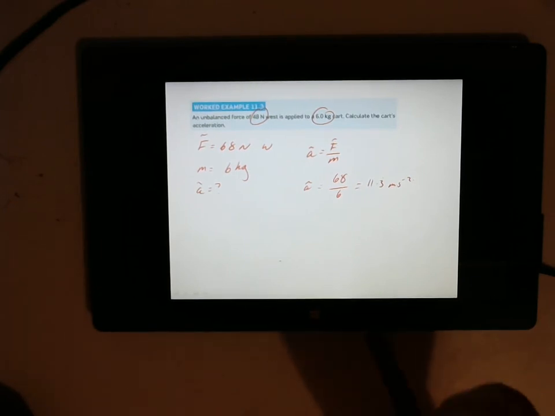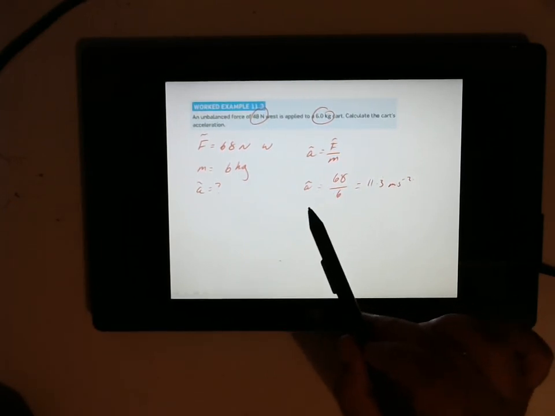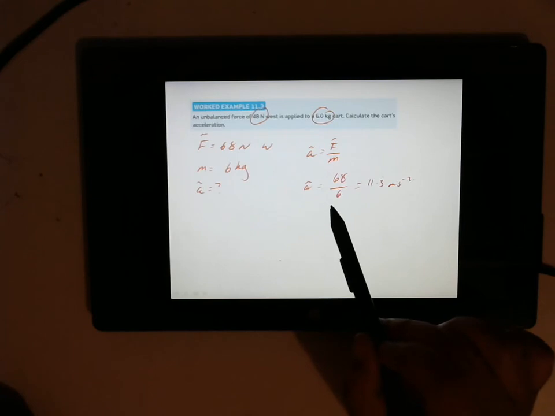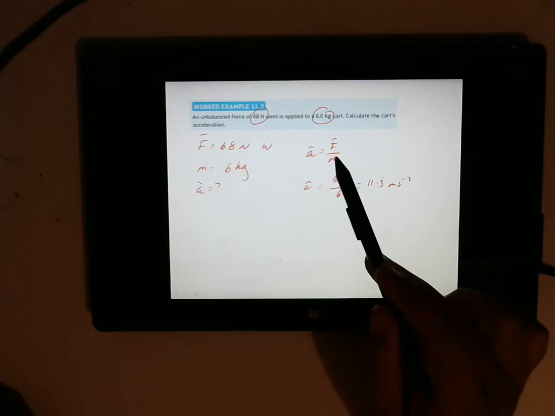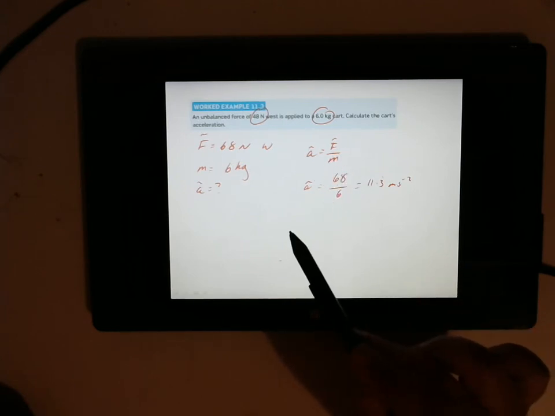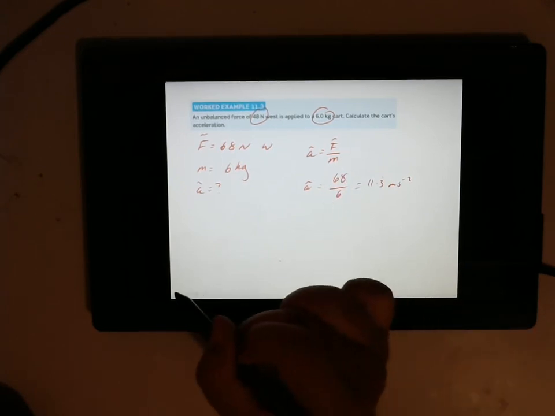Okay, so it's pretty straightforward. This formula is not particularly complicated. It's just that if you have acceleration and mass, you can work out a force. If you've got force and mass, you can work out acceleration. If you've got acceleration and force, you can work out a mass. And so it's just connecting three more ideas together.